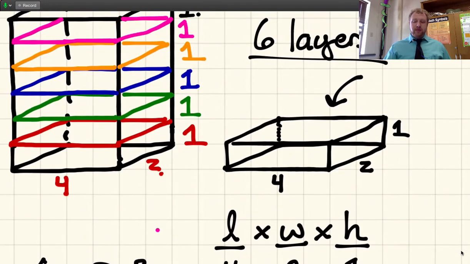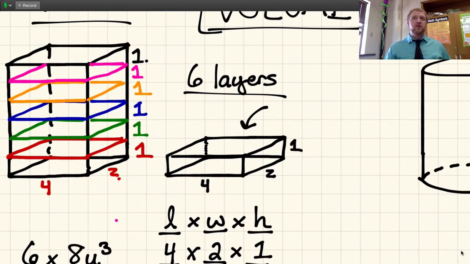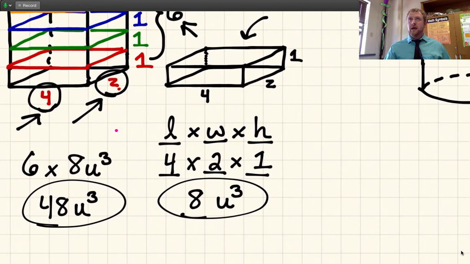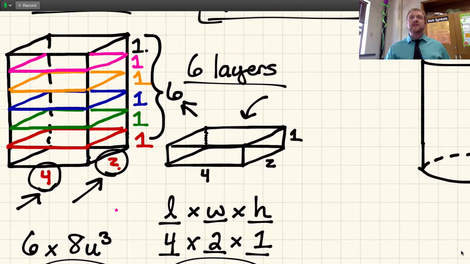But I've got a little bit of a shortcut for you. You don't have to do this for every problem. What if I were to have taken the 4 times the 2, and instead of adding up every layer, I just said that the bigger object has a height of 6. What's 4 times 2 times 6? 48. Nice job. So ultimately, it doesn't matter. It's like I'm taking an object and adding up all the layers when I multiply by heights other than 1. I had 6 layers or I had 1 layer 6 high.